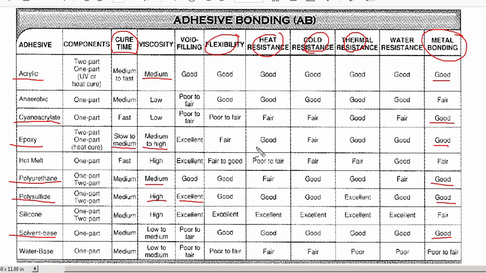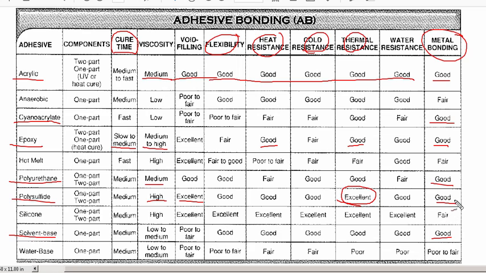So the epoxy, for example, does good in heat and good in thermal, not necessarily great with flexibility. Acrylic looks to be a very good material in that it bonds with metal, has good water resistance, good heat resistance, medium viscosity, and good void filling. So obviously acrylic adhesives are a good choice for real world selections. Look here at polysulfide. It has an excellent thermal resistance. It does have high viscosity, medium cure time. Silicone's great, but not that great with metal.